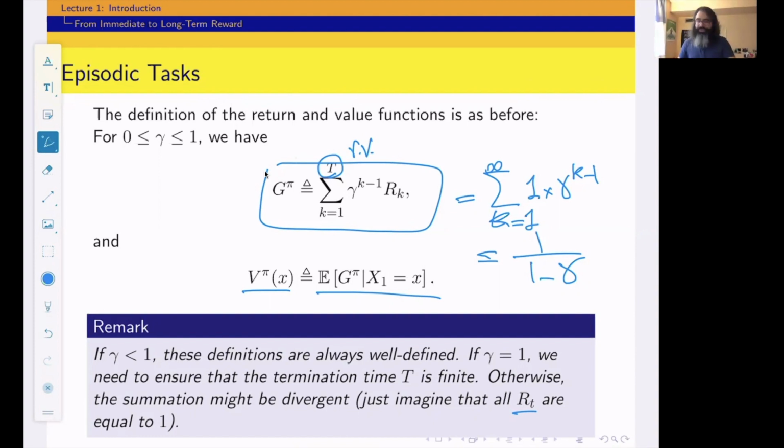So we don't talk much about the episodic case with gamma equal to 1 from the theoretical perspective. When we want to study the theoretical properties of it, usually we have this extra condition that we assume that the episode ends at some point. If it ends, it ends in finite time, and if it ends in finite time, everything would be well defined.